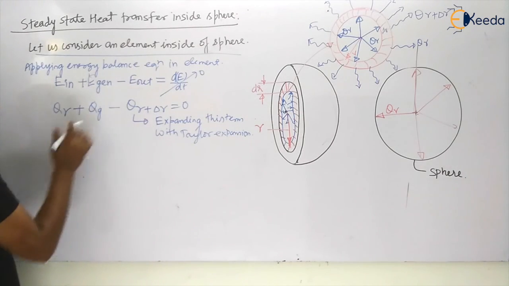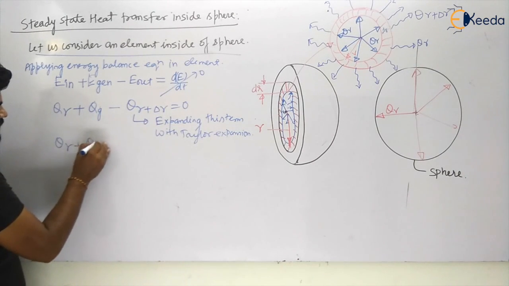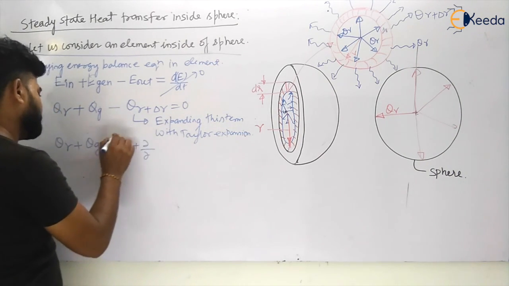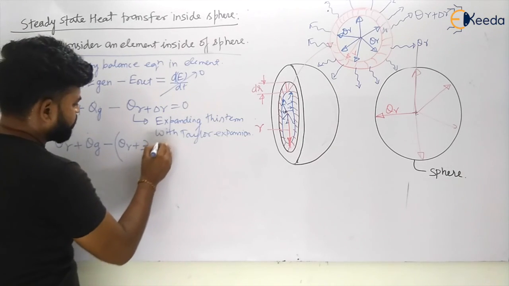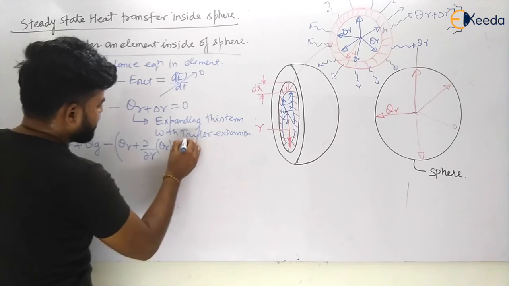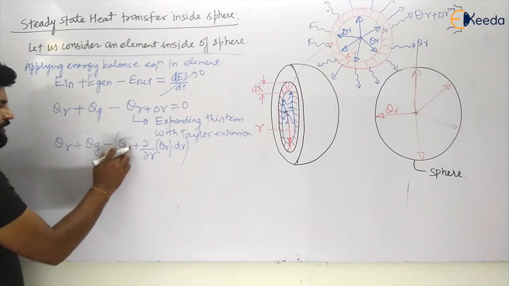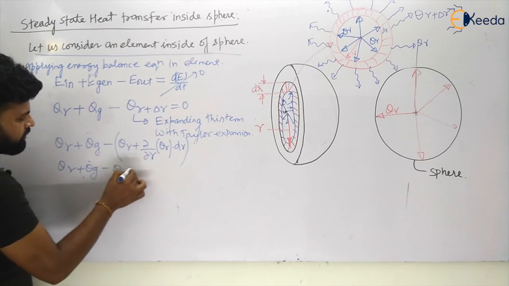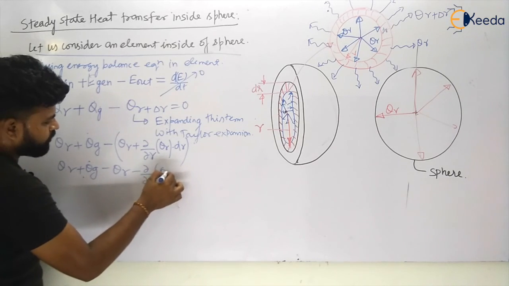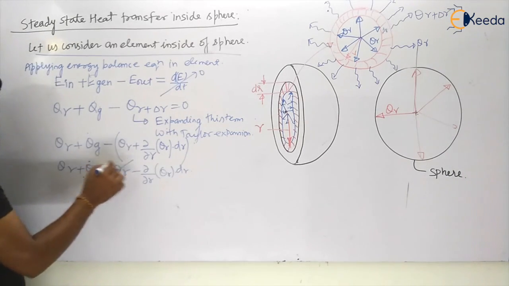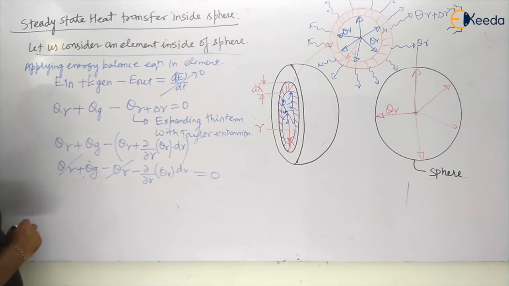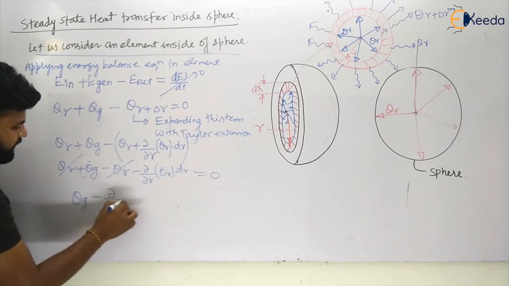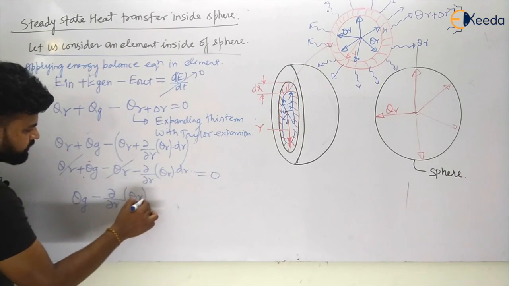So what will be the value of this? This will become QR plus Q generated minus QR plus del by del R of QR into dr. When I take the minus sign inside, QR and QR will cancel. So QR plus Q generation minus QR minus del by del R of QR dr is equal to 0. So QR will go, and I will be left with Q generation minus del by del R of QR is equal to 0.